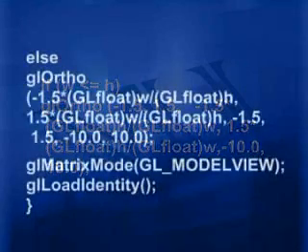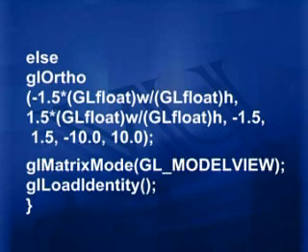We'll discuss them later. Otherwise, if W is not less than or equal to H, then GL ortho is called by passing it minus 1.5 times GL float of W over GL float of H. Now it is W over H instead of H over W. A second parameter would be 1.5 times GL float W over GL float H, and third and fourth would be minus 1.5 and 1.5, and similarly the next couple of parameters would be minus 10.0 and 10.0. Then GL matrix mode is set to GL model view. Of course, we are talking about modeling and viewing transformations.